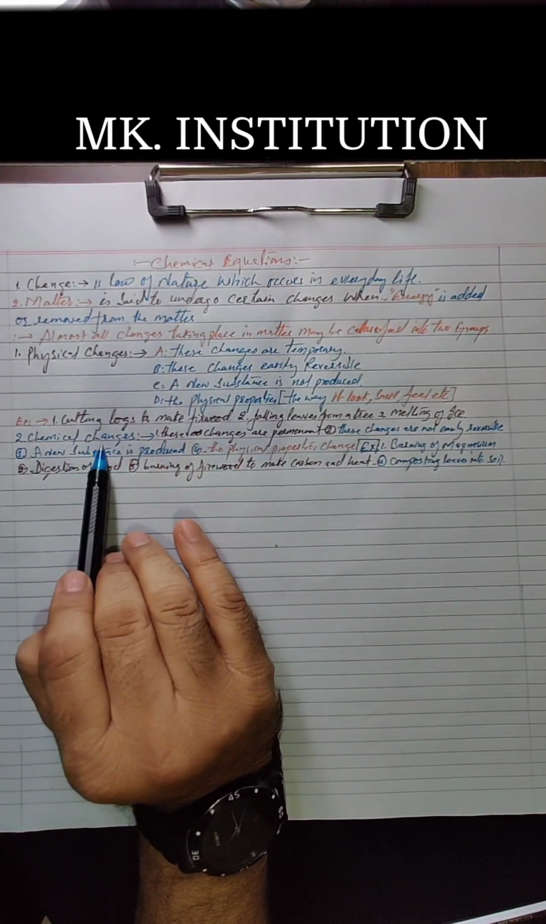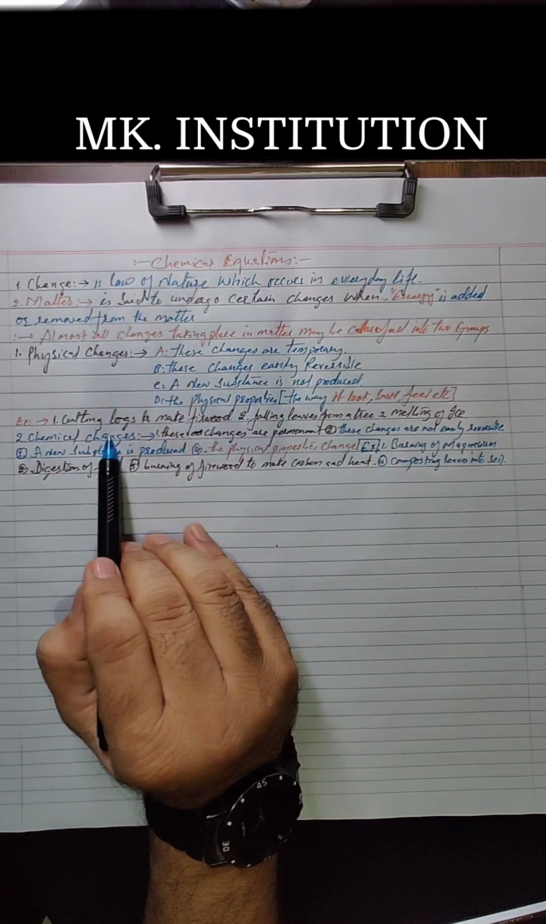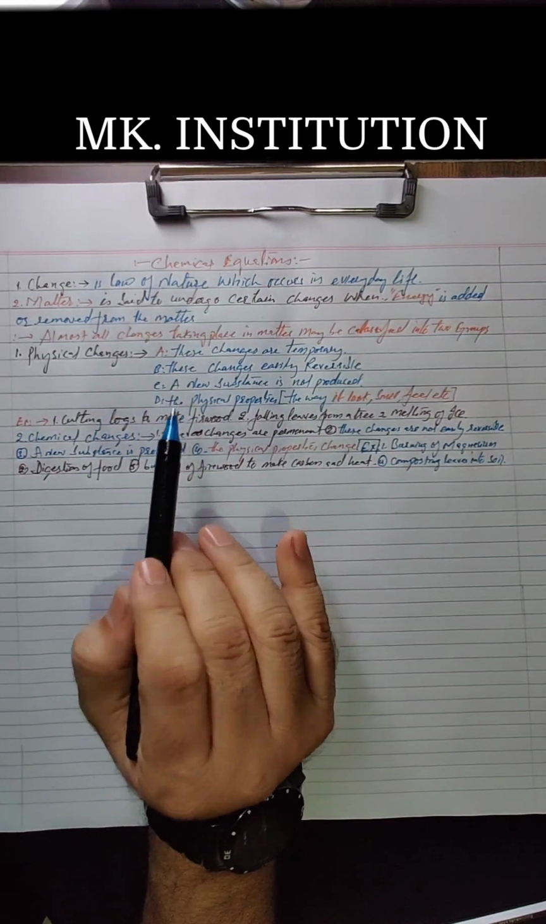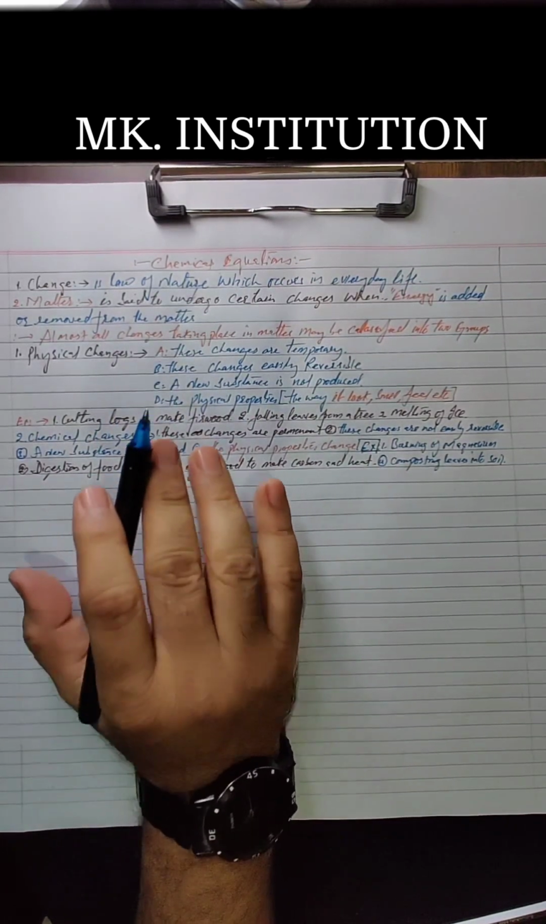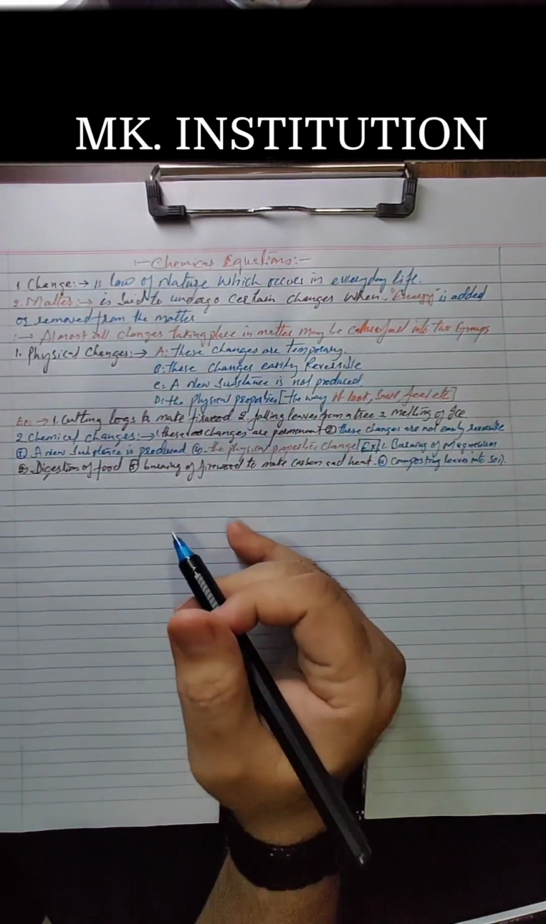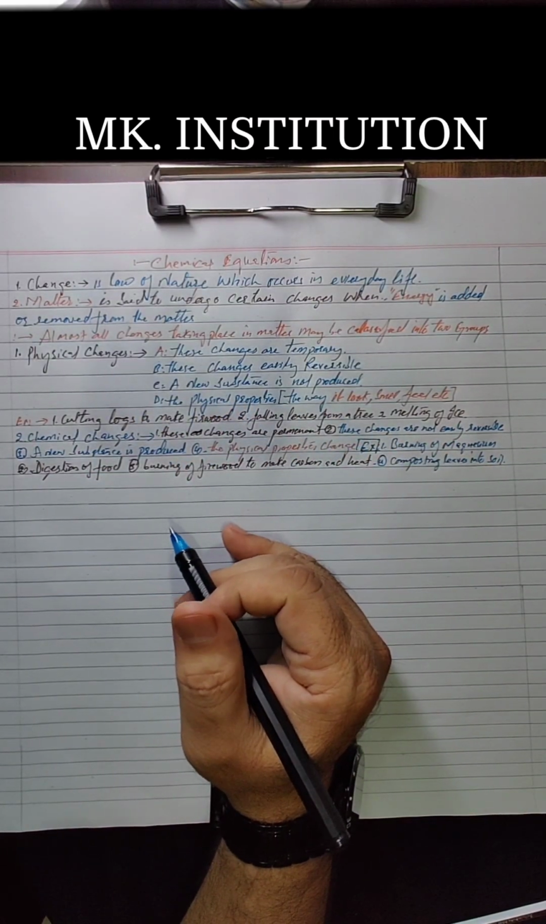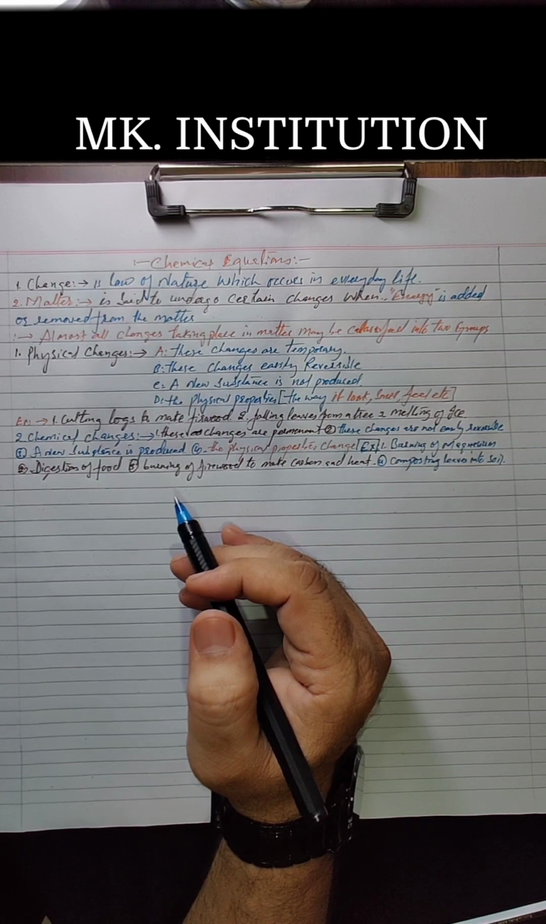Physical and chemical changes: what is the difference between physical and chemical changes? If you write these two, you will get a perfect 4 marks. If it comes under 4 marks, you get 4, 5 or 6. You can get those marks. Clear? These are the differences between physical change and chemical change.